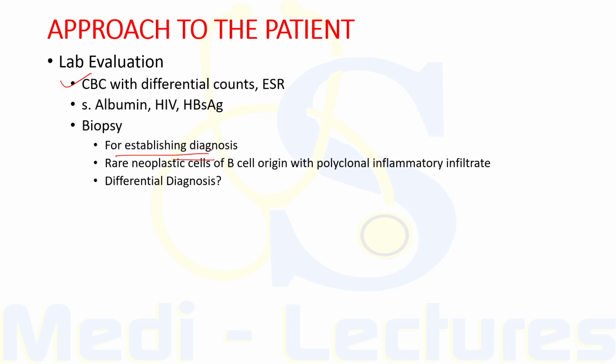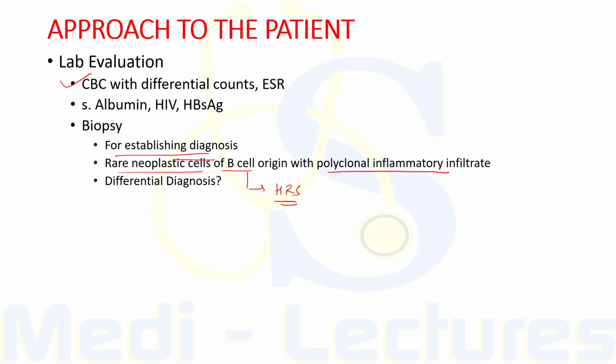Now, Hodgkin's lymphoma is a tumor which is characterized by rare neoplastic cells of B cell origin, which are termed as Reed-Sternberg cells. Along with this, as we have already discussed, there is a polyclonal inflammatory infiltrate, which is probably a reaction to cytokines which are produced by these tumor cells.